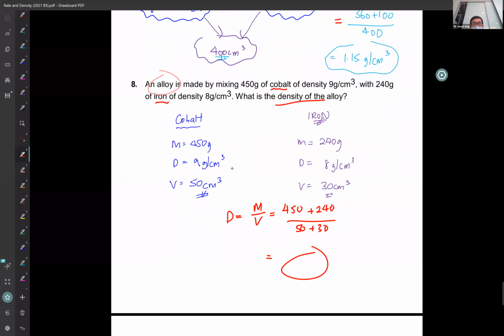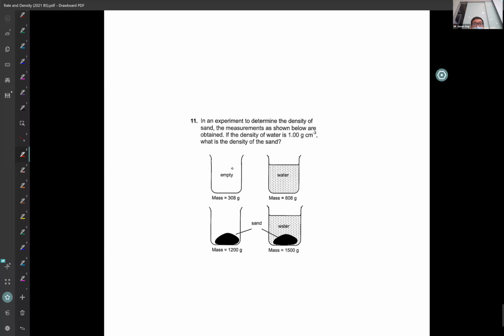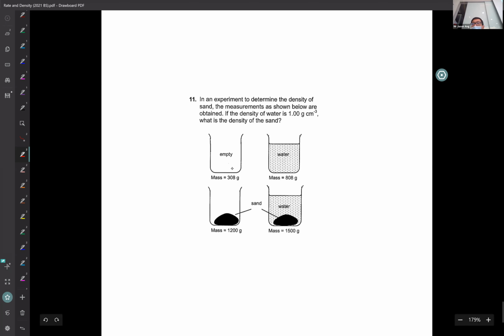Now, who got this correct as well? Most of you. There is one type of question that I've seen before. It's quite challenging, so I want to teach you how to do this. But before I show you, I just want to give you some time and see who can solve this. Pause the recording here first.